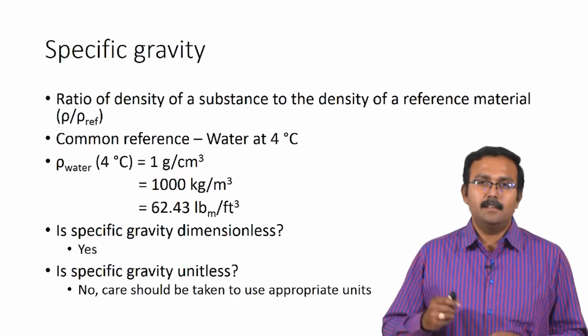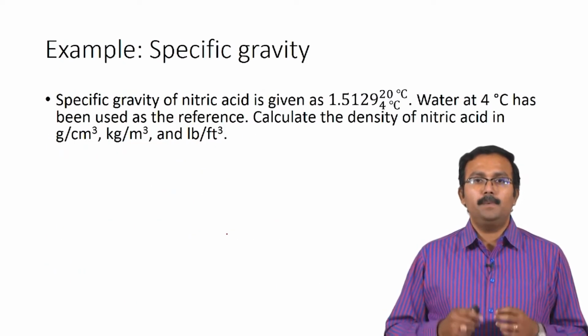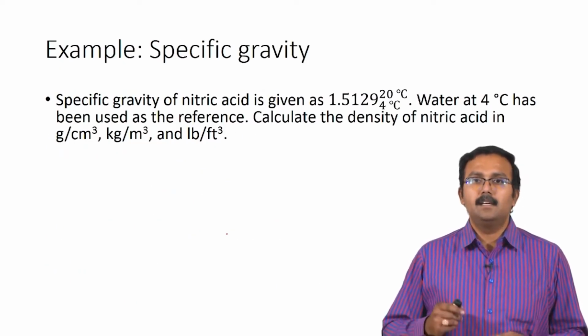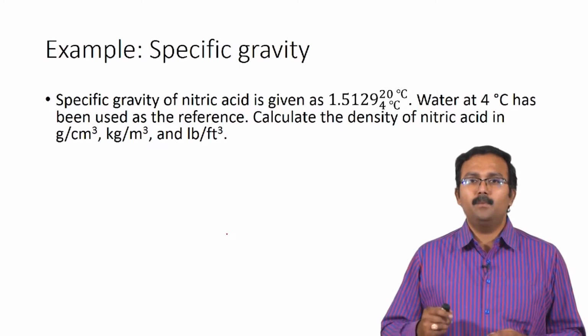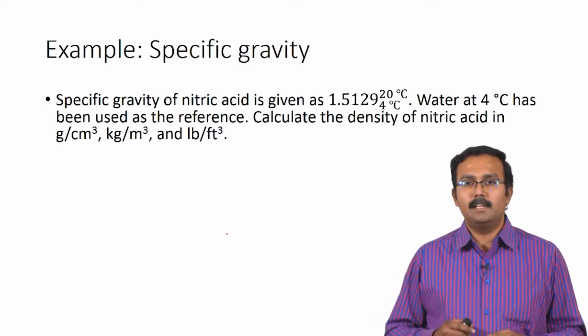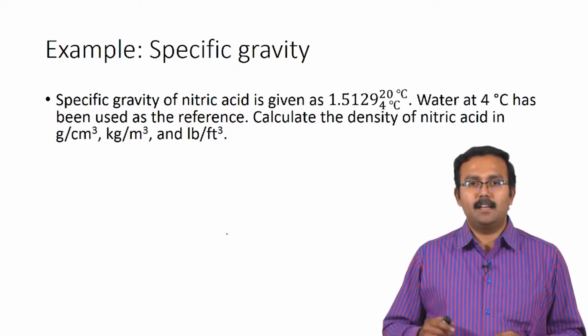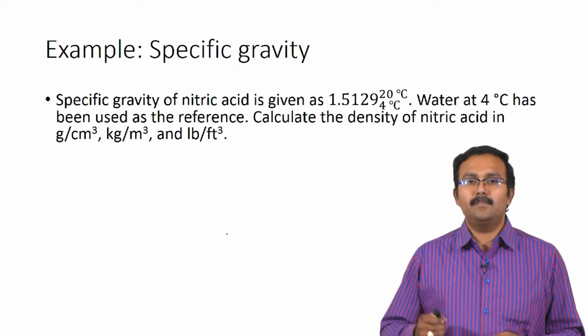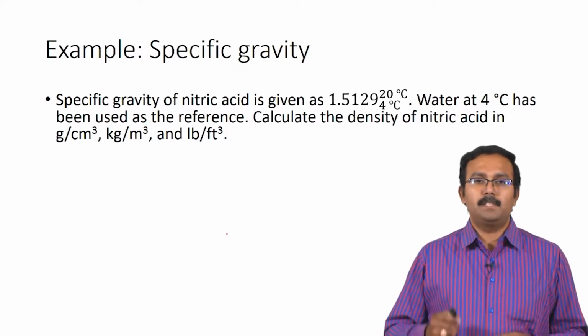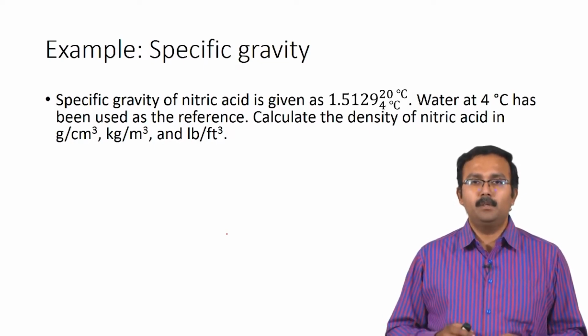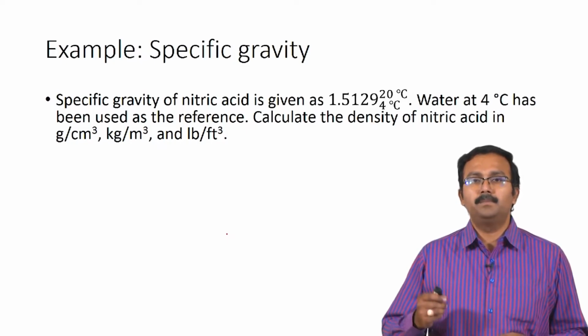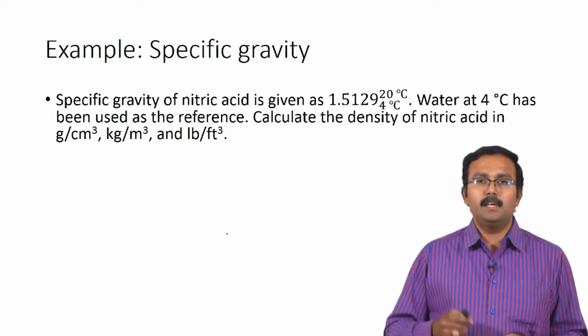To illustrate this, let us try an example problem. Specific gravity of nitric acid is given as 1.5129 at 20 degrees Celsius over 4 degrees Celsius. Water at 4 degrees Celsius has been used as the reference. Calculate the density of nitric acid in grams per centimeter cube, kilograms per meter cube and pound per feet cube. So the pound used here is pound mass.